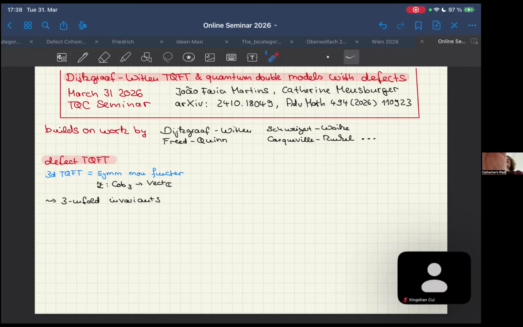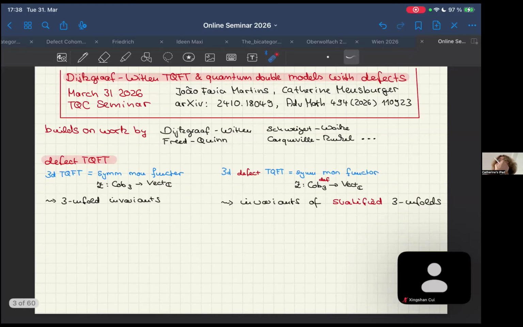So this is a 3-dimensional TQFT, and 3-dimensional TQFTs, among other things, are of interest because they give you 3-manifold invariants. That is simply if you consider a closed 3-manifold, considered as a cobordism between the empty manifold and itself, then you get a number, and this is a manifold invariant. Okay, so this is ordinary 3-dimensional TQFT.